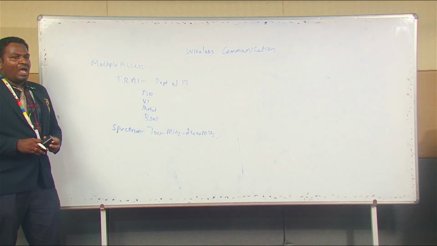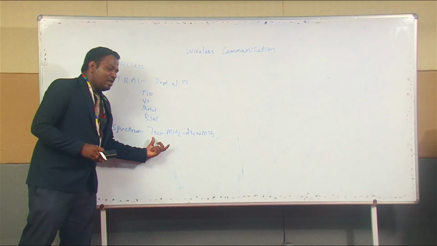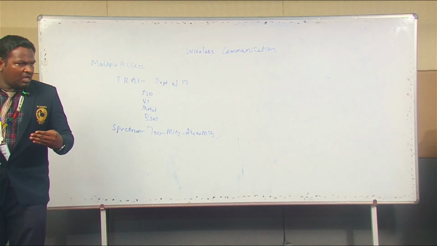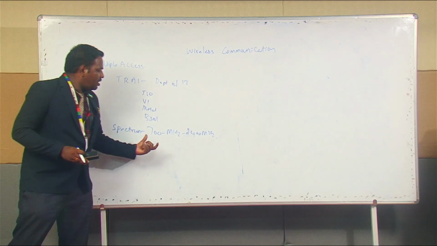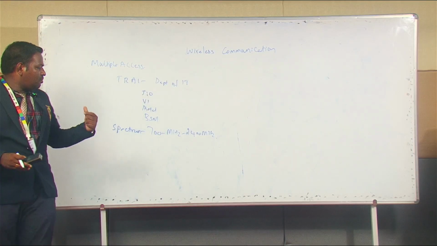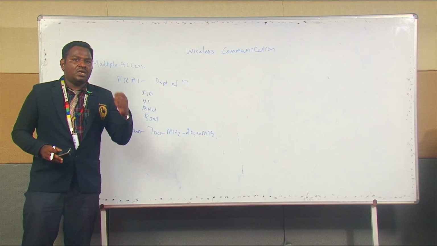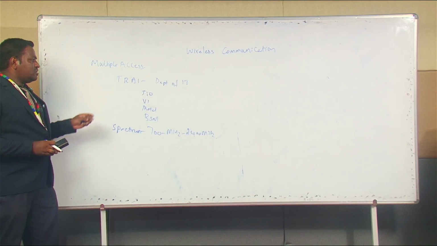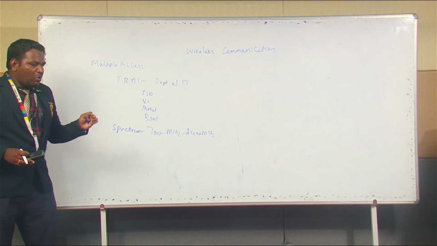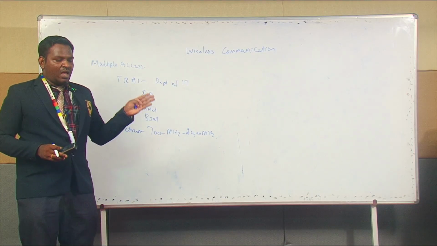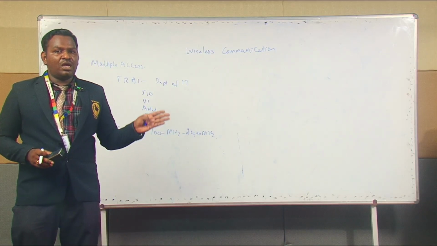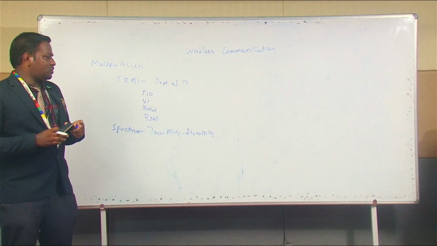Now, this band will be allocated on lease. There will be different auctions, and a particular cellular company will acquire a particular band and start their service. So this is the basis behind multiple access techniques. Now we are going to see the different types of multiple access techniques and the process by which they allocate the frequency to individual users.